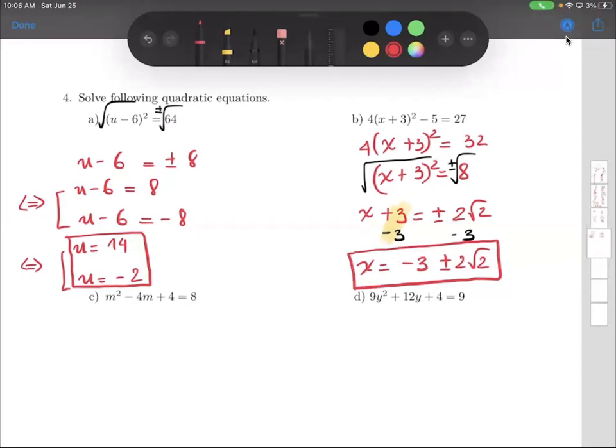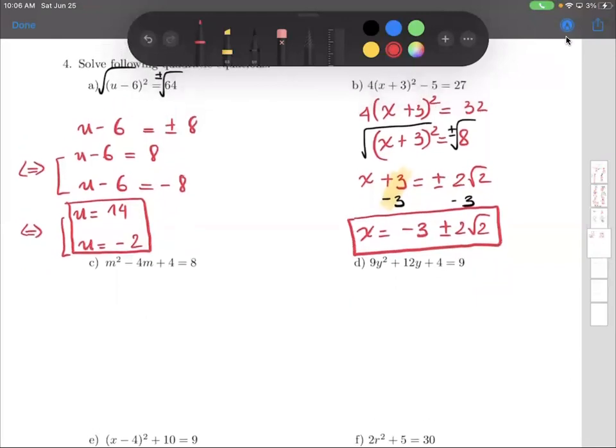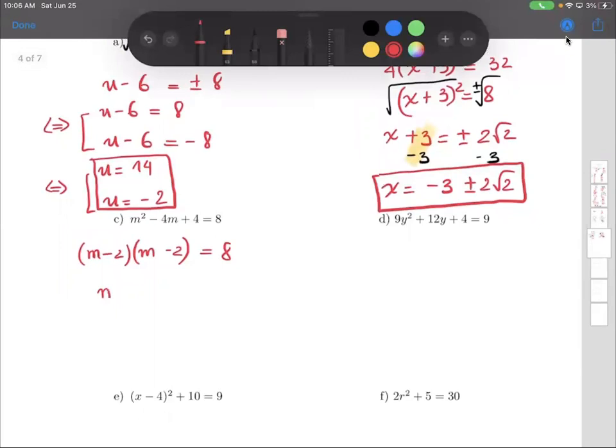C and D. Now, C, if you can factor the left, this is very similar to one of the problems I did on the video. If you can factor the left, you see that it's a perfect square. Okay, so let's factor the left. Two numbers that multiply to give you 4 and add to negative 4. Oh, negative 2, negative 2. Well, m minus 2 times m minus 2 is the same thing as m minus 2 squared equals 8.